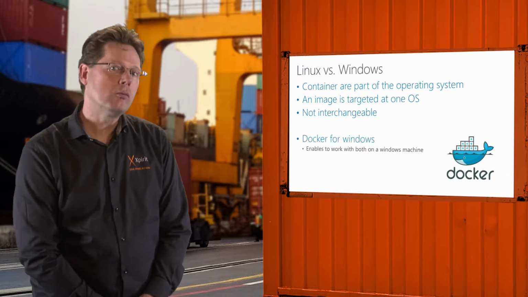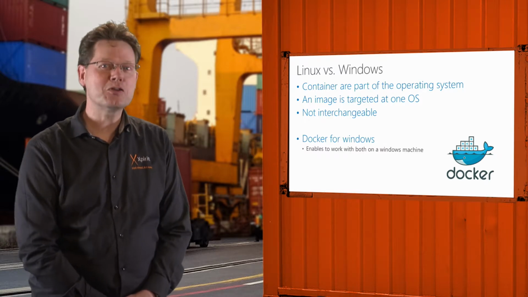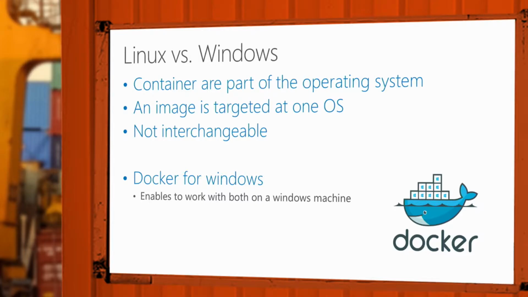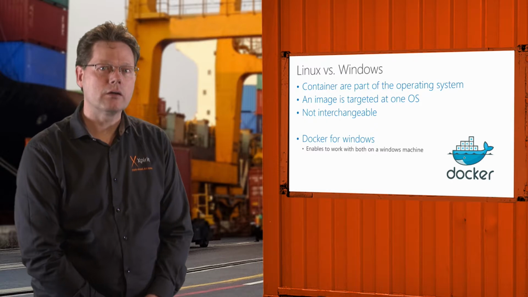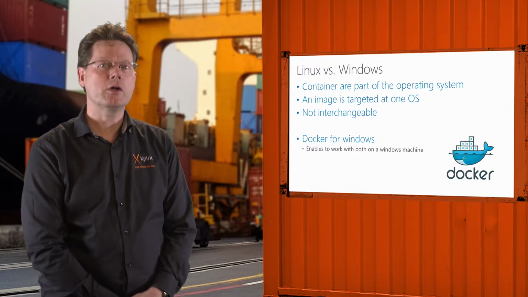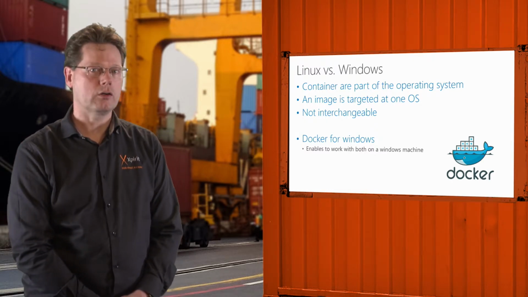To make things a little bit more confusing for you, you can also work with Linux containers on Windows. For this you can install the tools called Docker for Windows. This tool adds a Linux virtual machine that can be run in Hyper-V to the machine. And this gives you then a tray icon that you can then select to switch between Windows or Linux containers.